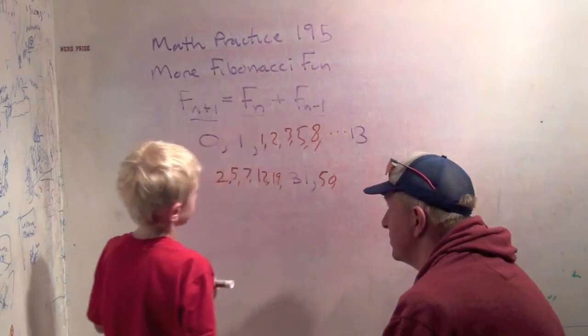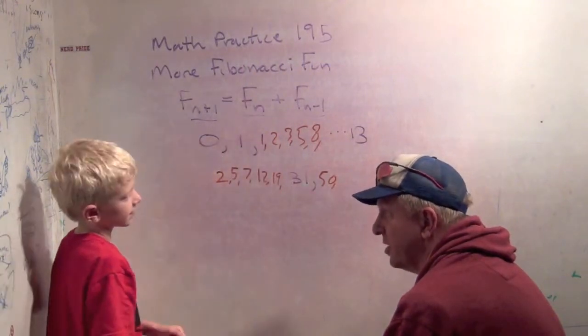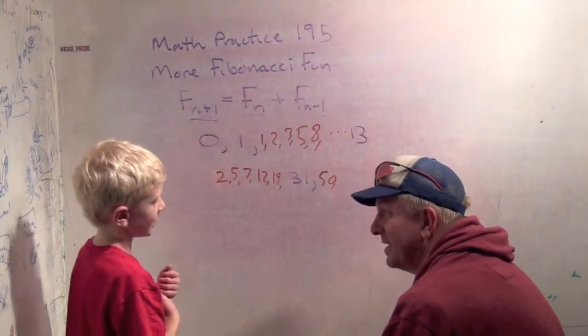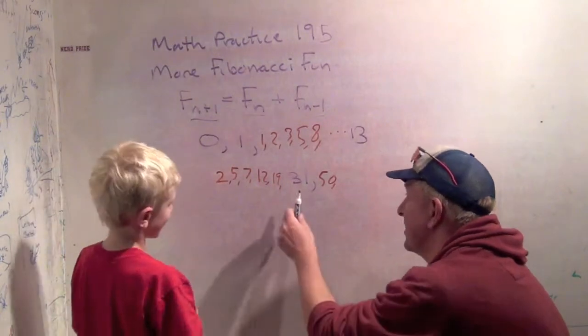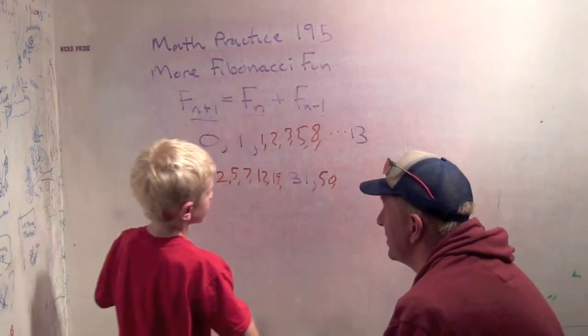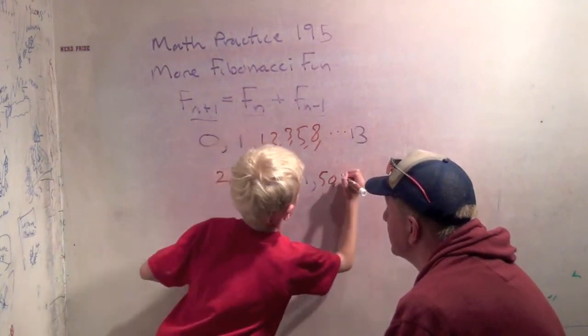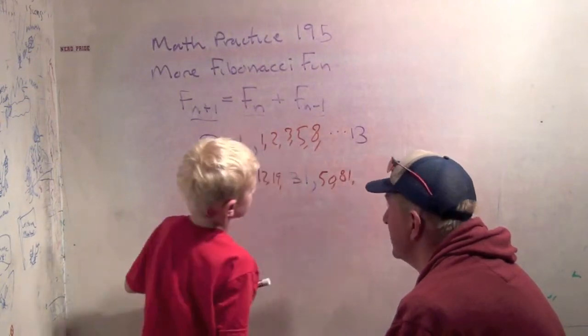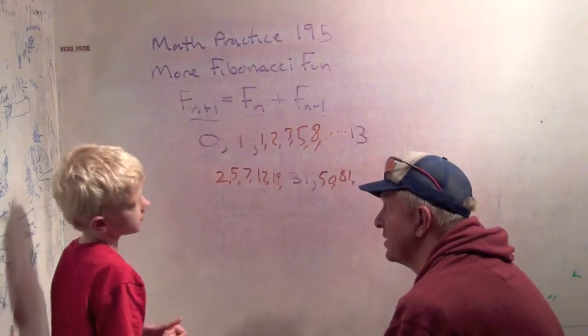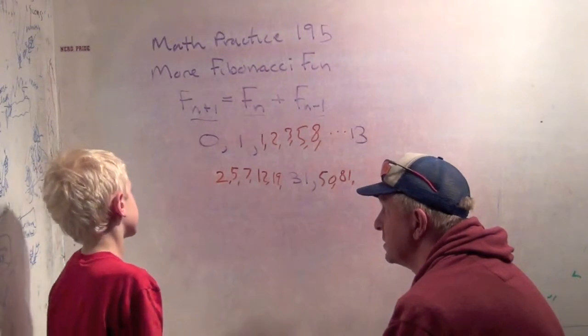Should we name these? What should we name this sequence? Should we name it after our dog? The Tink sequence. Okay, what's 31 plus 50? 81. Well, that's a pretty interesting sequence, don't you think?